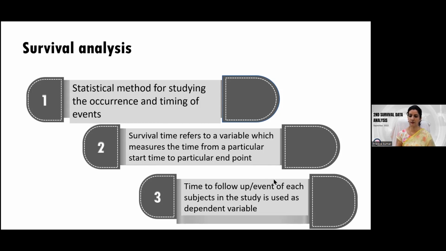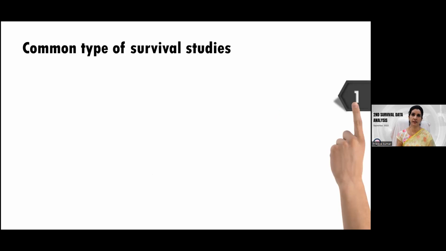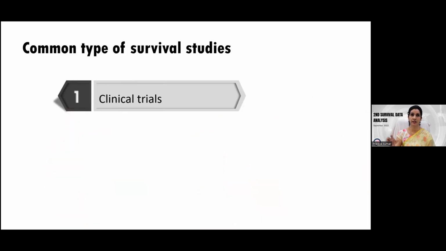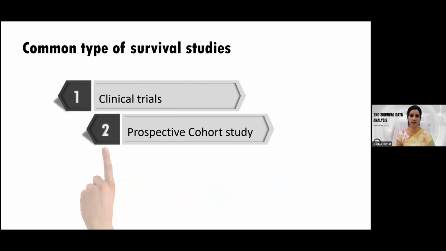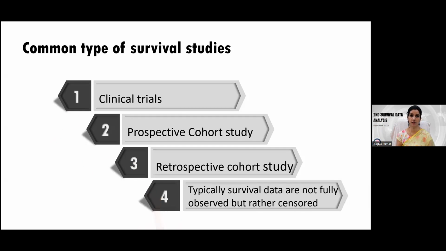In case there is no event, then there is a loss, so that will be the time of censoring. There are some common types of survival studies. In these types of research methods, we usually perform survival analysis: a randomized control trial or clinical trial, a prospective cohort study, or a retrospective cohort study.